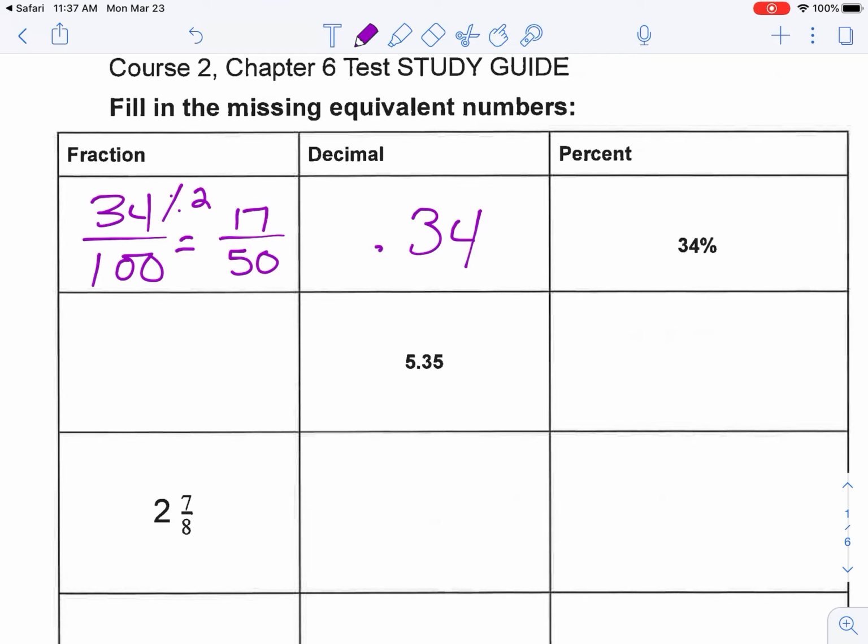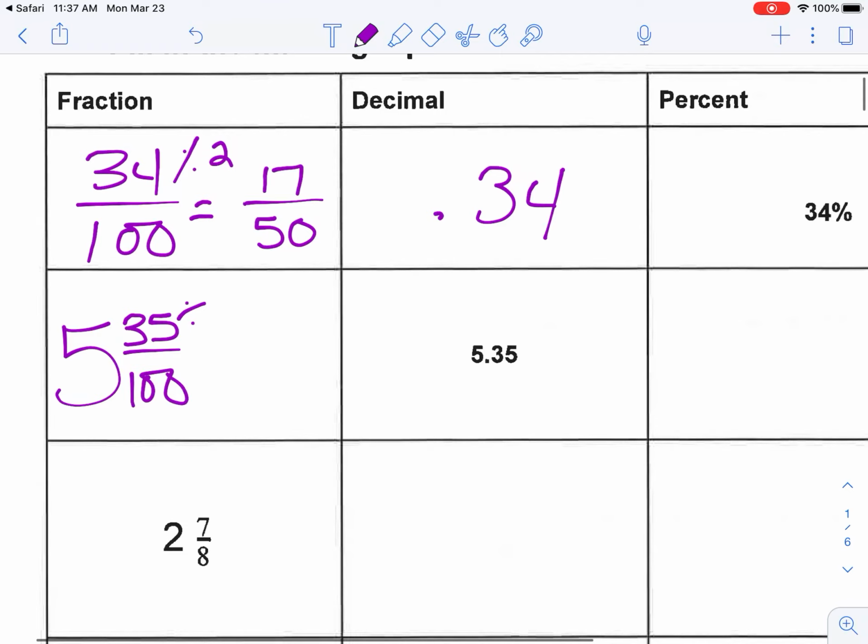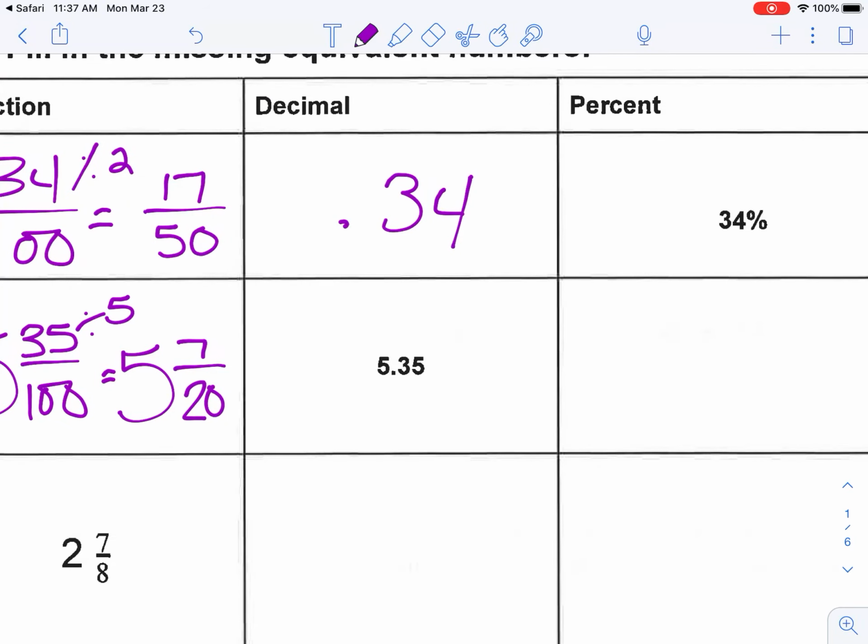The second one, 5 and 35 hundredths. I write that as 5 and 35 hundredths. I will simplify again by dividing both the top and bottom by 5 and get 5 and 7/20. Remember, when we go from a decimal to percent, we can move it twice to the right, get 535%.